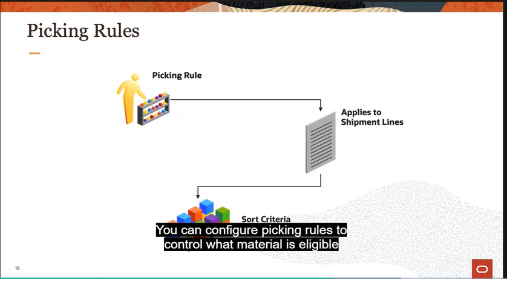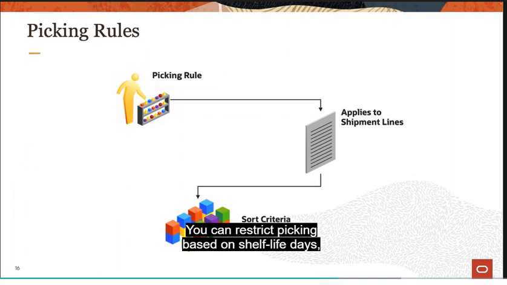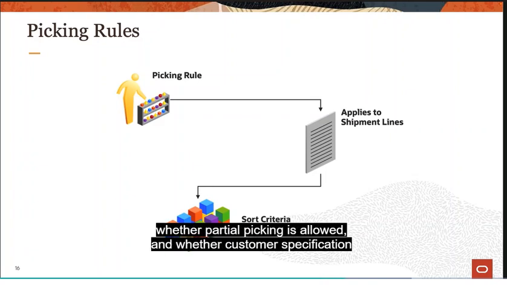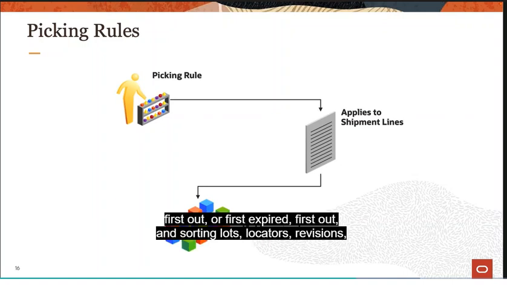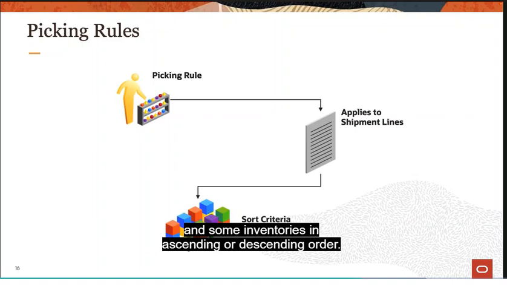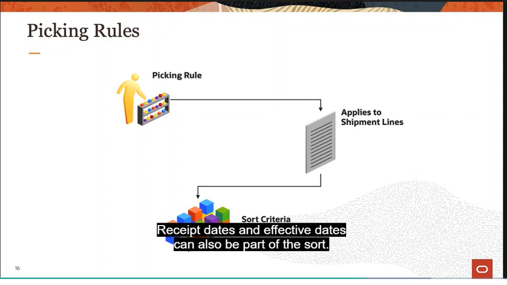You can configure picking rules to control what material is eligible and the order it should be picked. You can restrict picking based on shelf life days, whether a single demand can allocate across multiple lots, whether partial picking is allowed, and whether customer specification matching is required. You can also define sort criteria, such as picking by lot using first in, first out, or first expired, first out, and sorting lots, locators, revisions, and subinventories in ascending or descending order. Receipt dates and effective dates can also be part of the sort.